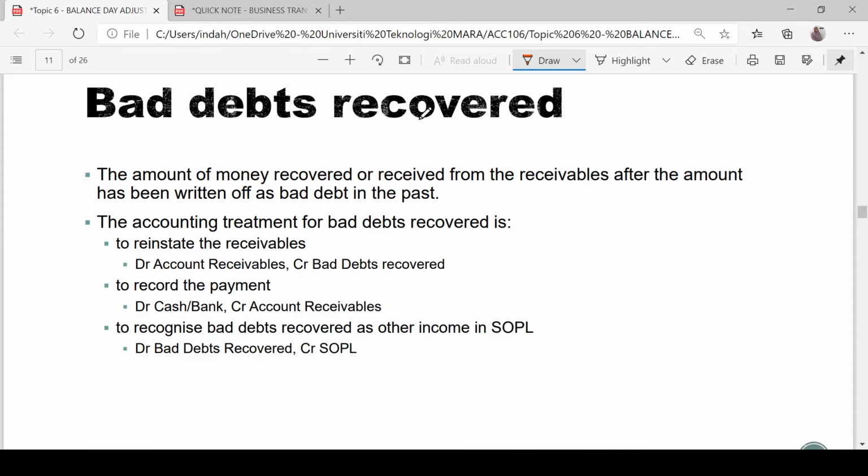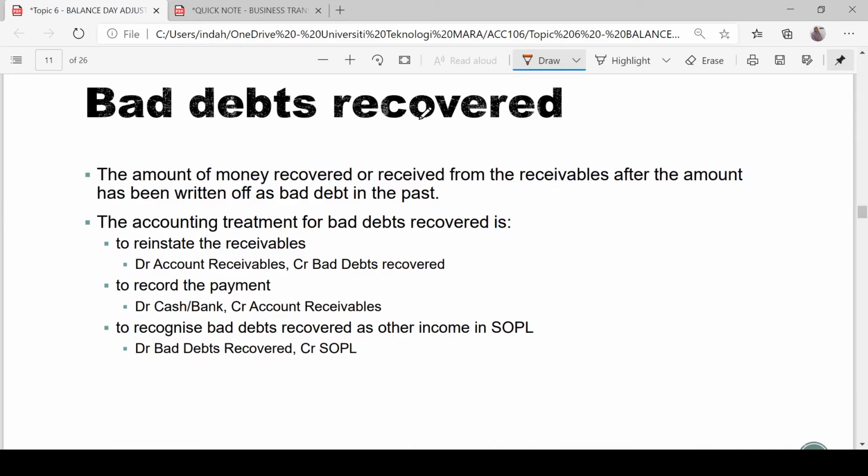The accounting treatment for bad debts recovered is, first, you have to reinstate the receivable, because we have to show which account receivable this money comes from. Even though in the past we may have credited the account receivable when writing off due to bad debts, now we are going to reinstate. So we debit account receivables, credit bad debts recovered. Then record the payment: debit cash or bank, credit account receivables.